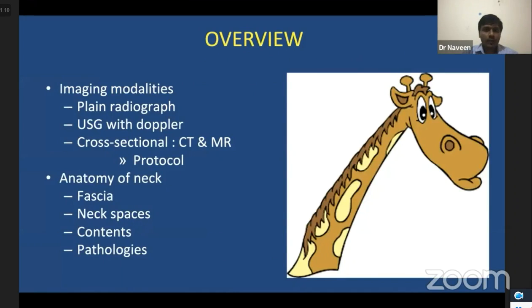First, I will overview the talk. First, I will talk about the various imaging modalities commonly used to image the neck. I will also tell about the protocols to follow in cross-sectional imaging, followed by the fascial anatomy of the neck. The fascial anatomy of the neck, with its division into various neck spaces, is a must for understanding the imaging in the neck. Next, I will talk about the contents and the pathologies of the neck.